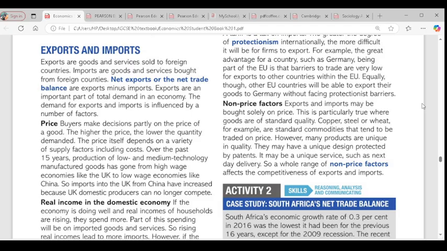So for exports and imports, export simply means selling to foreign countries or customers. And import simply means you're buying from foreign countries. You purchase from foreign countries or foreign businesses. I think you understand the difference between export and import. The difference between export and import is our net export. So net export is exports minus imports. I think the point is clear.